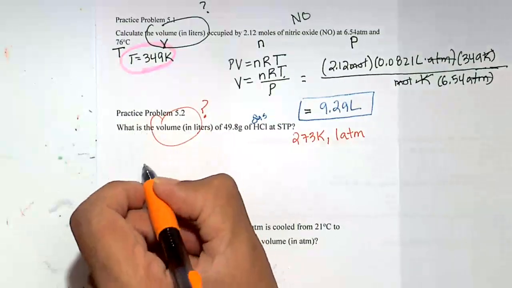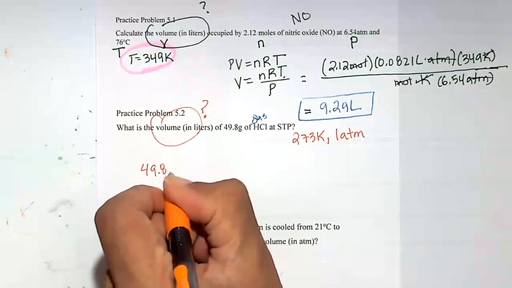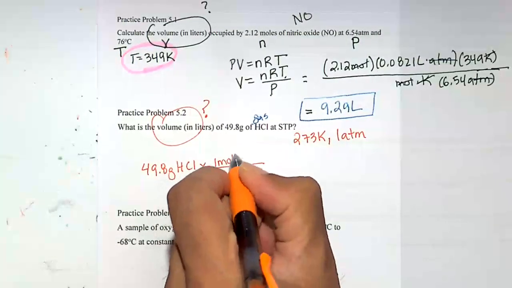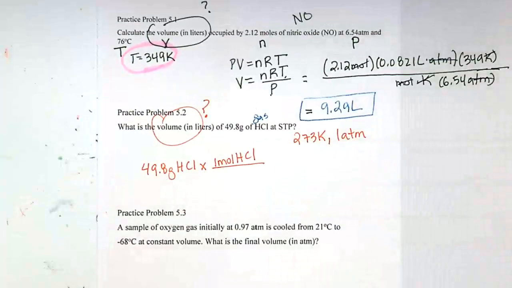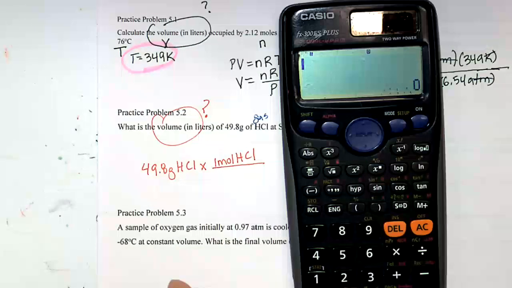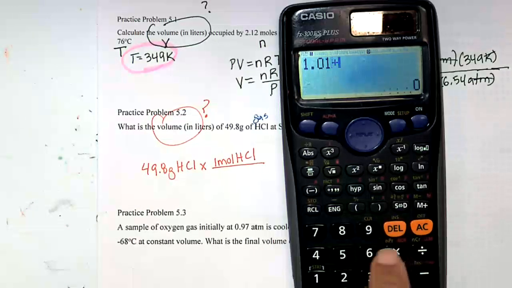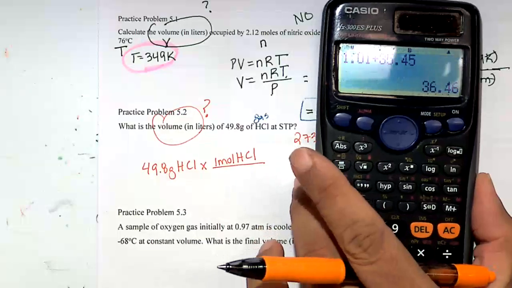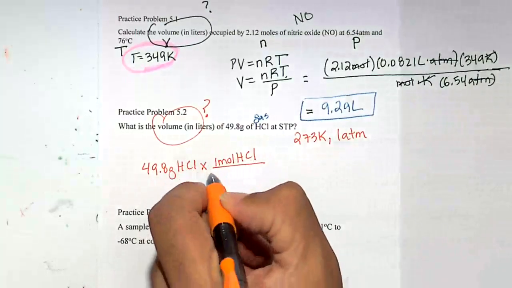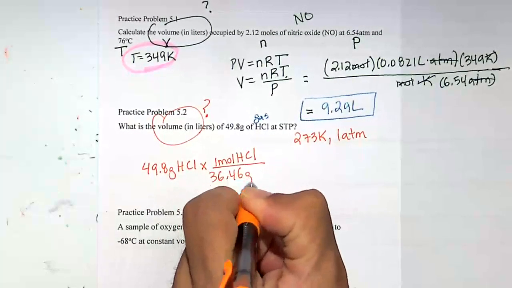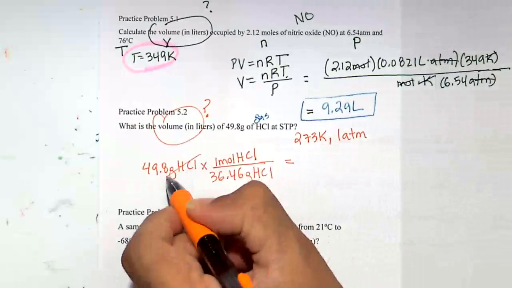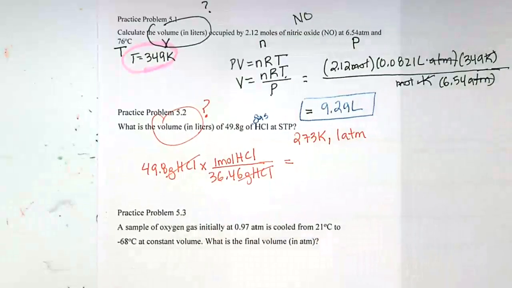Let's go ahead and convert the HCl to moles. So 49.8 grams of HCl times 1 mole of HCl contains how many grams? Hydrogen is about 1.01 on the periodic table. Chlorine is 35.45. It's about 36.46 grams. The grams of HCl cancel.